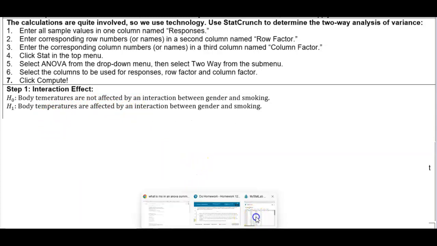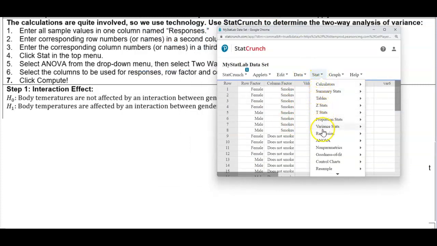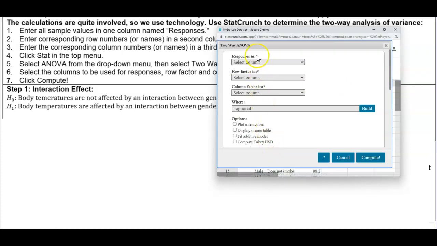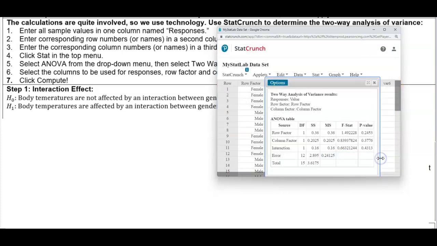So what we're going to do is we're going to go in here and we're going to click on the following. So we have our data. We're going to go to Stat and then scroll all the way down to where it says ANOVA and then select two-way ANOVA. Now the responses are in the values that we created with that third column. The row factor represents the gender, and the column factor represents the smoking or non-smoking. And then from here we just need to select Compute. So I'm going to go ahead and copy this information.